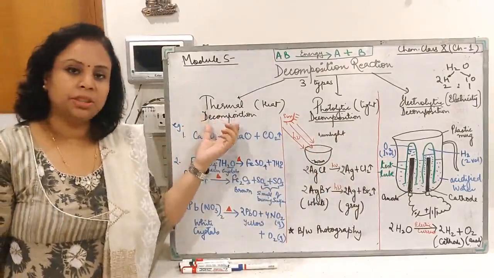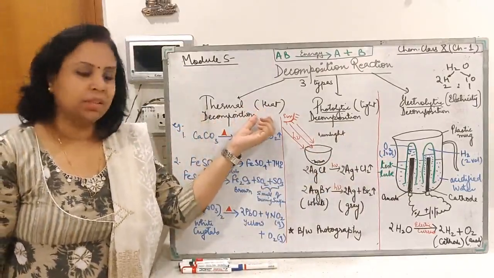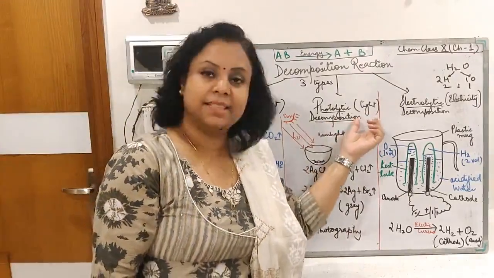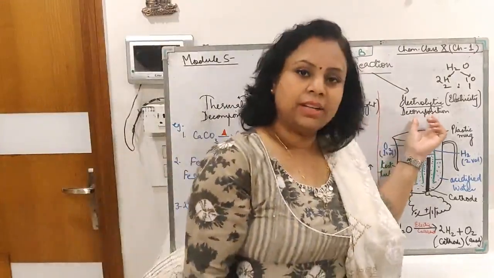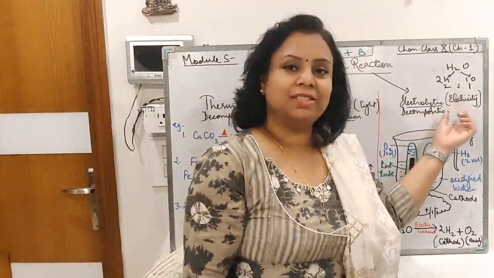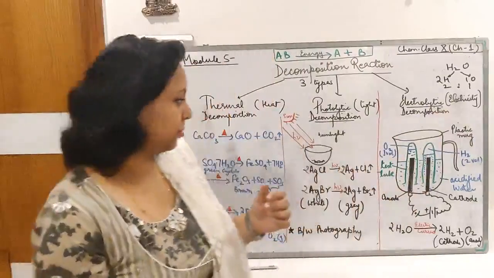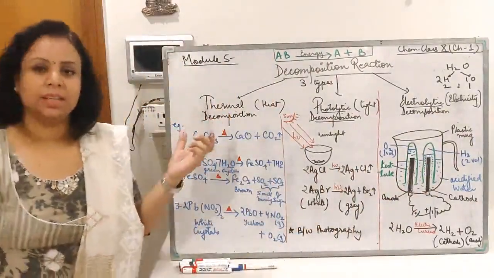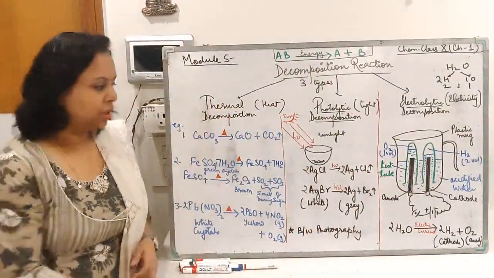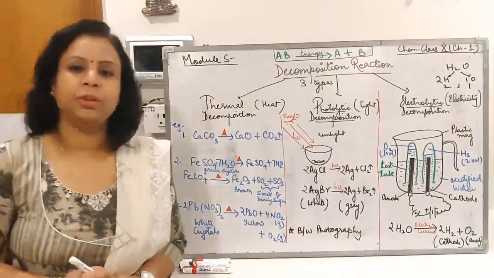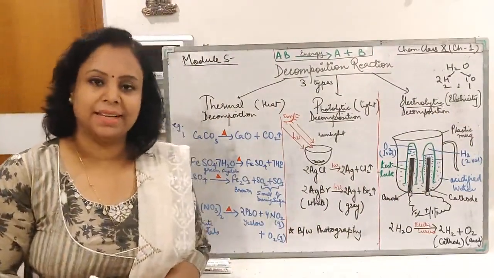Thermal decomposition where heat is involved, photolytic decomposition where light is involved, and electrolytic decomposition where electricity is the source of energy. We'll start with a thermal decomposition reaction which involves heat. There are a few classic examples in NCERT.